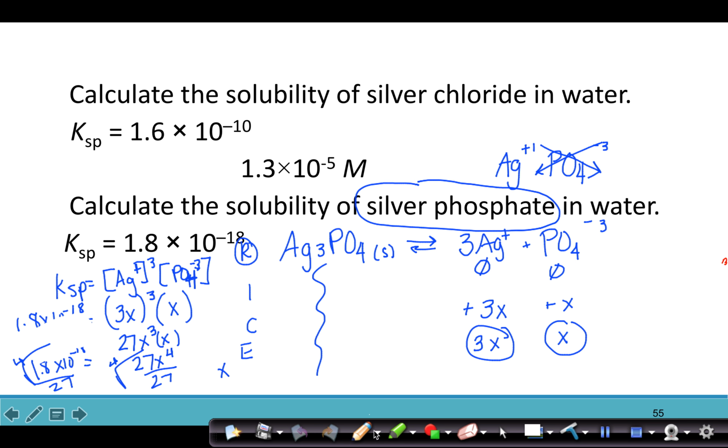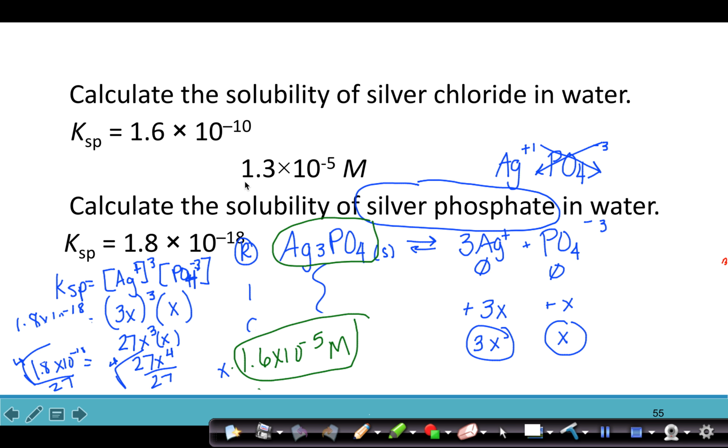And the x winds up coming out to 1.6 times 10 to the minus 5 molar, which means that for this particular substance, that's the maximum molarity of silver phosphate that you can get to dissolve at this particular temperature.